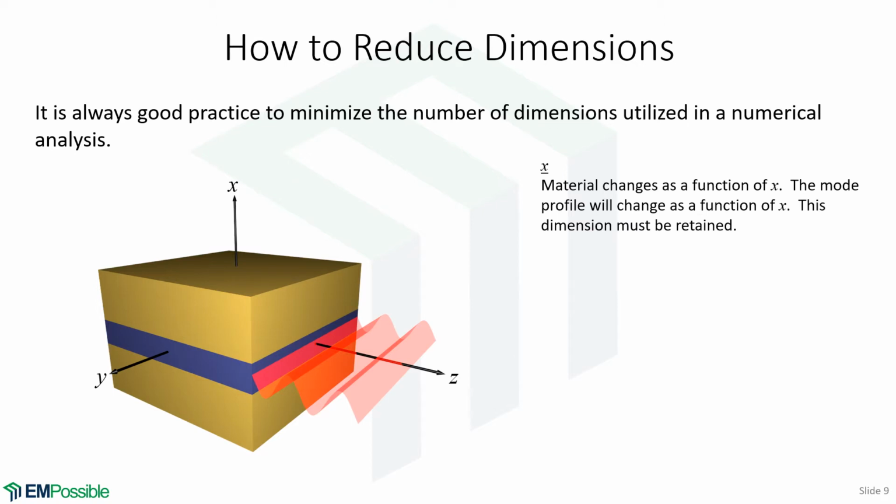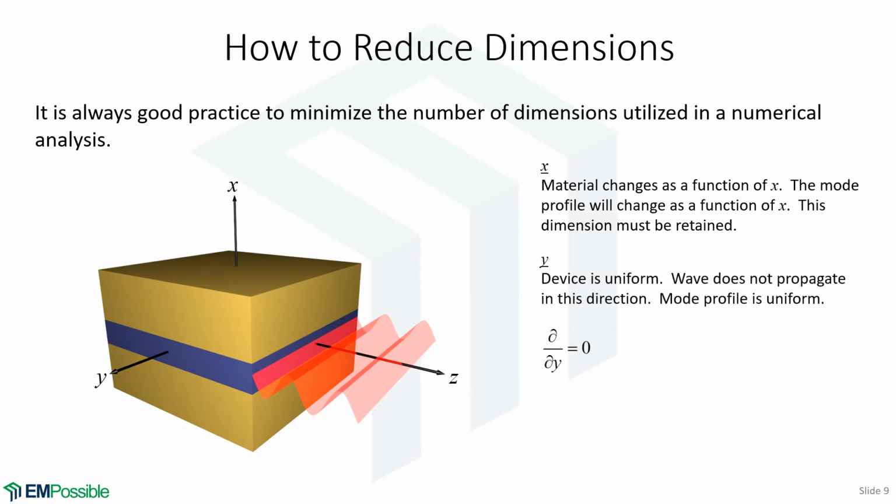Let's first think about the x direction. Well, in the x direction, material properties are changing. And from previous discussions, we know we have a mode profile that changes in the x direction. So things are changing in the x direction, and we can't do anything with it. So let's go on and look at y.